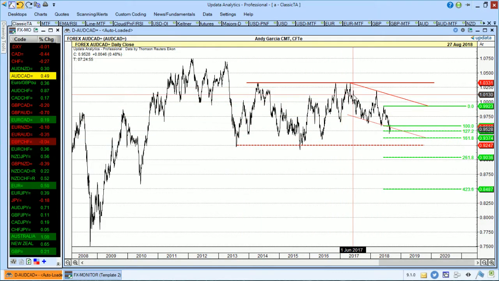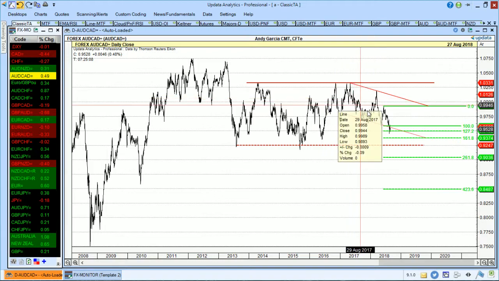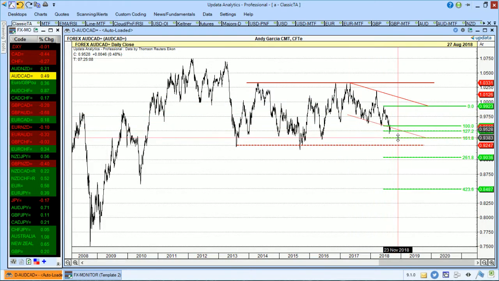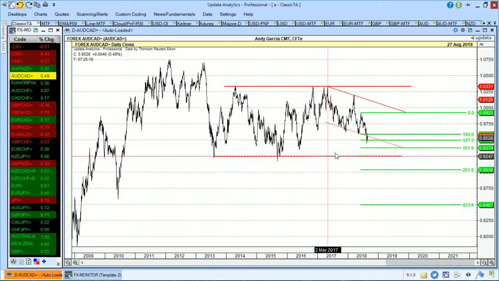You can see this short-term trend down channel goes back to May of 2017, but the expectation here is that we start reaching down and taking out these extension targets in the Fibonacci tool.